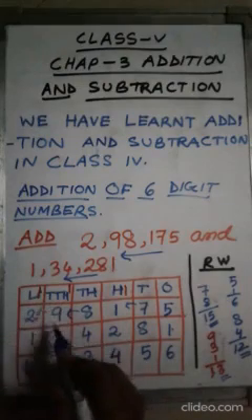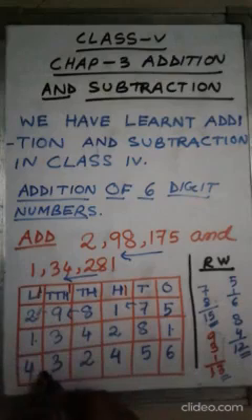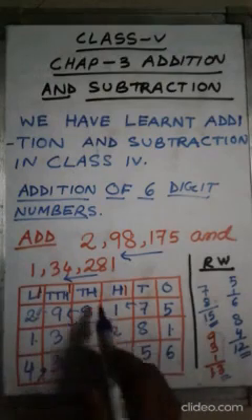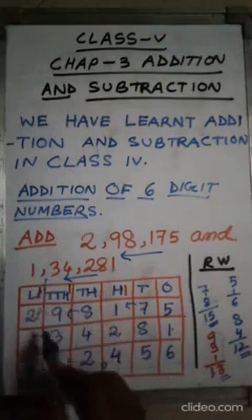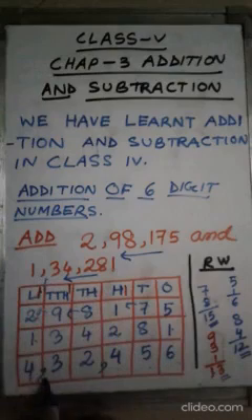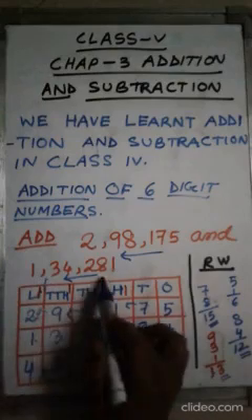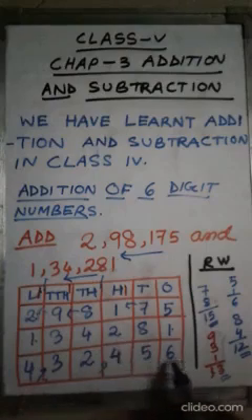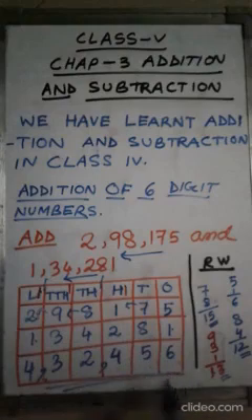So my answer is 4,32,456. This is lakhs period, that is ended here, so I shall put a comma. Thousands period, it is ending here, I should put a comma. So like this you have to represent the number.